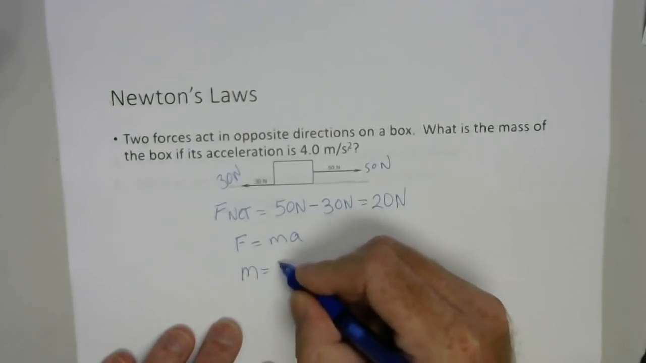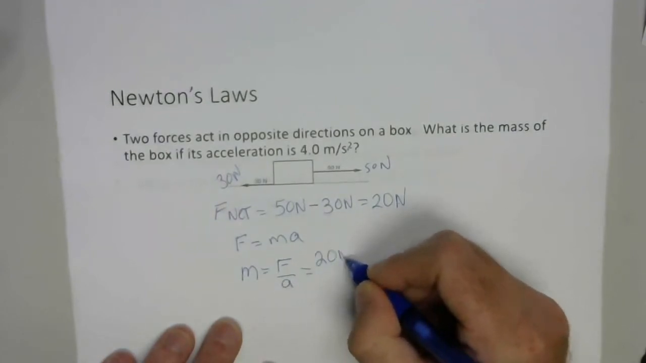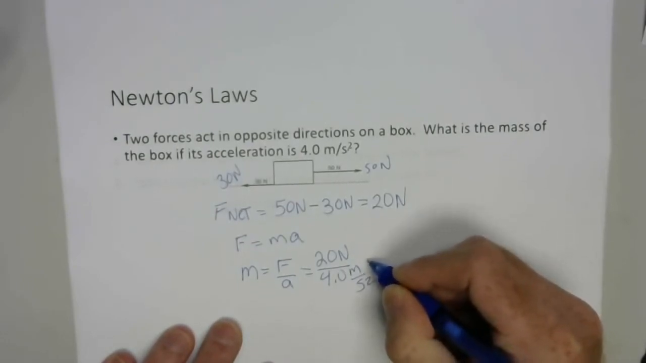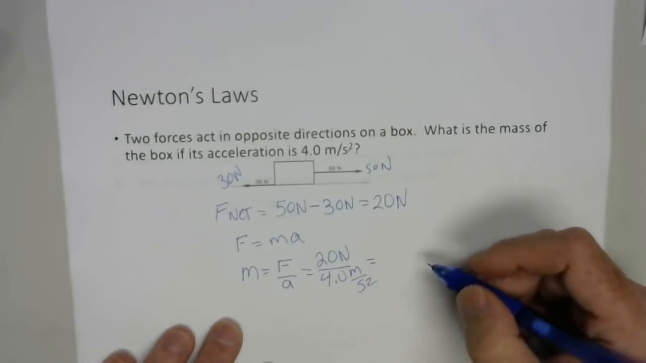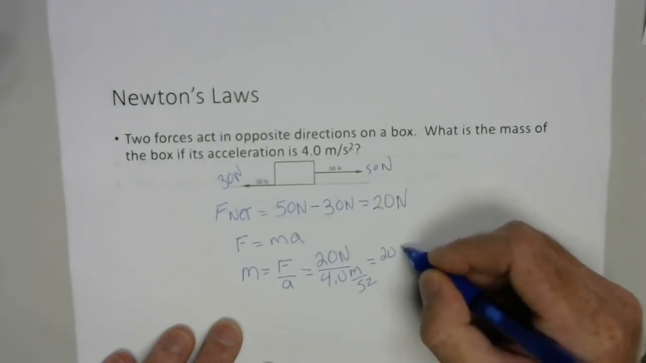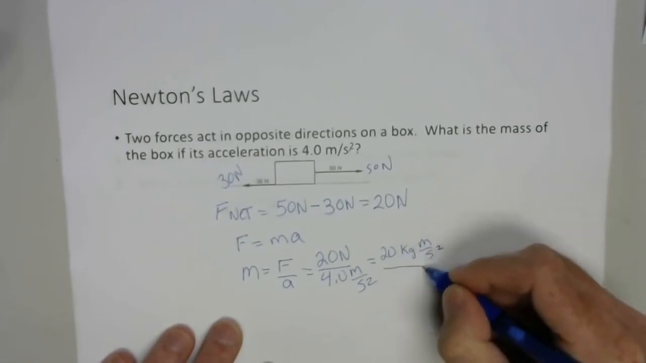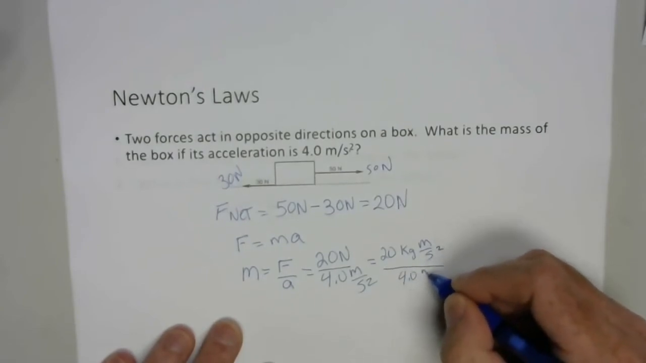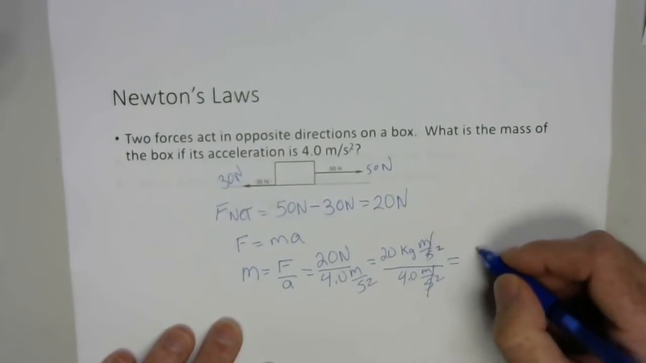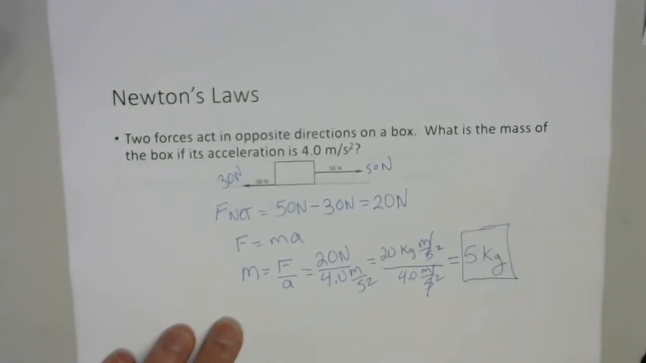So mass is equal to force divided by acceleration. So 20 newtons divided by 4.0 meters per second squared. Now the units may look like they don't cancel, but F equals ma, so a newton is equal to a kilogram times a meter per second squared, because it's mass times acceleration. And then you've got 4.0 meters per second squared. The meters per second squared cancel, and you're left with a 5 kilogram box. And that would be your answer.